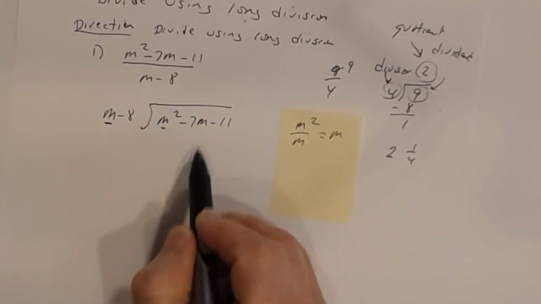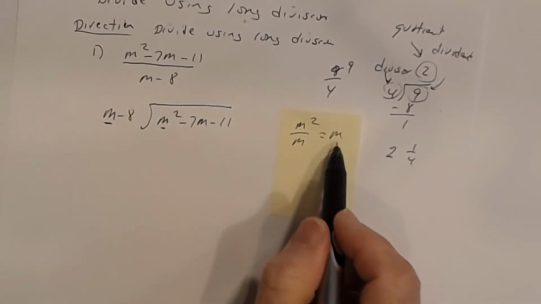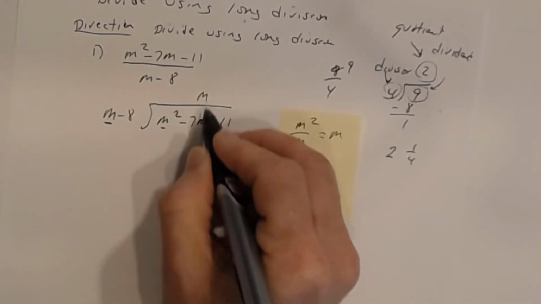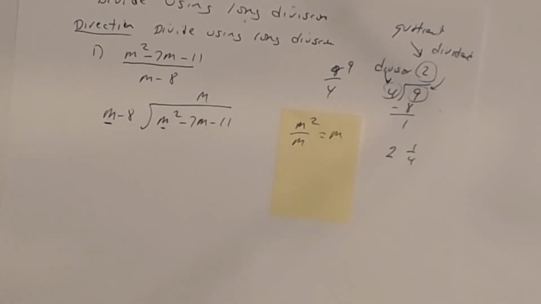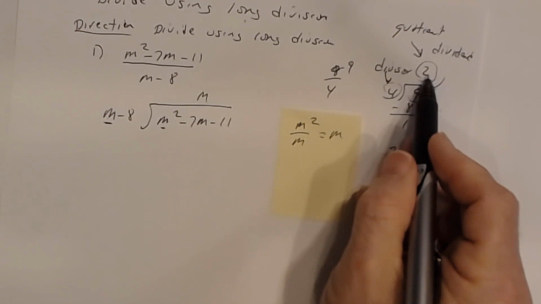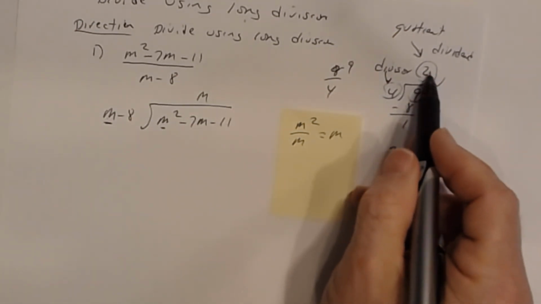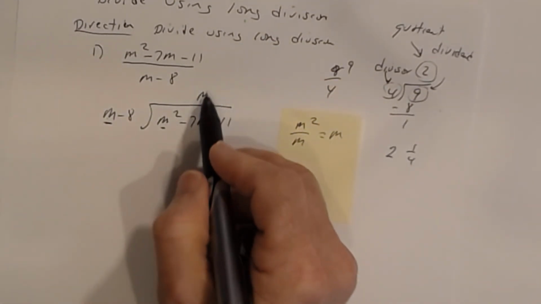So here's my m squared column, here's my m column, here's my constant column. So I put m above its like term. That's what that said. Okay. Now remember when we did this, when I said 4 into 9 is 2, what was the next thing we did? We took this and multiplied by the divisor. 2 times 4 is 8. That's what we're going to do here.